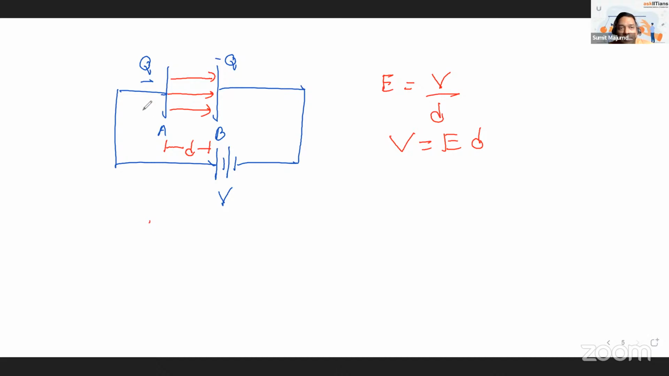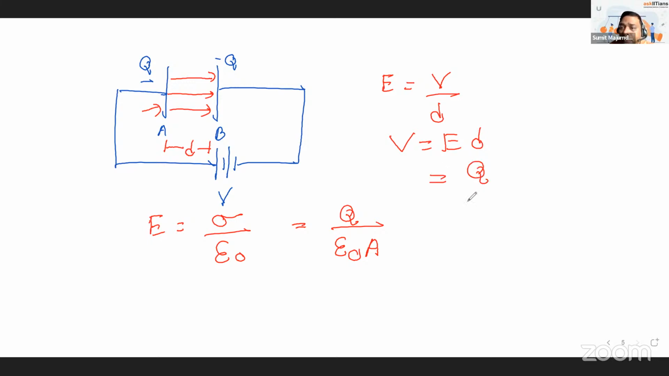If I say that there is a charge present out here, there is going to be an electric field because of this. You would have studied that electric field is equal to sigma upon epsilon naught, right? Now, what is sigma? Sigma is charge per unit area. So we can say that this is equal to Q upon epsilon naught A, right? Using this, if we substitute, what will we get? We will get Q upon epsilon naught A into D. This is V, correct? So let's rearrange this particular part.